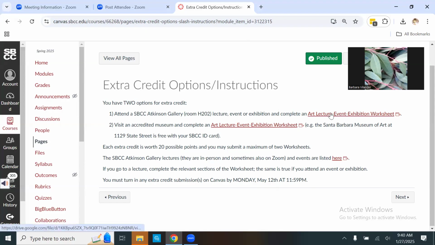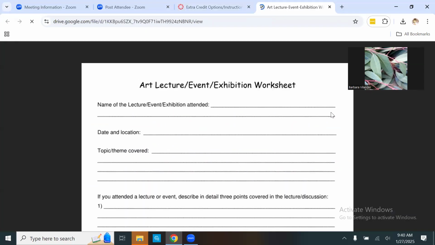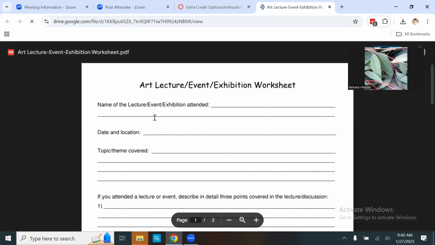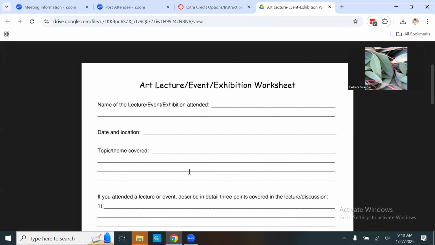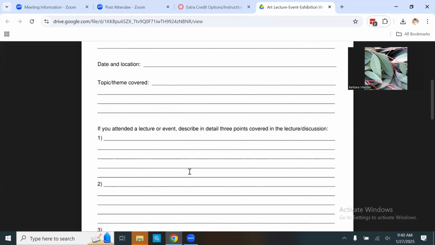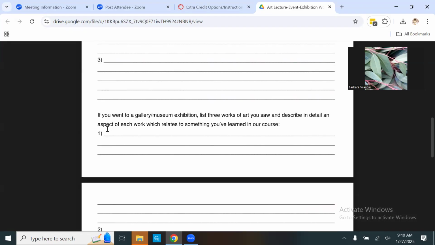And let me just show you what this looks like. So this is the worksheet. The name of the lecture, event, exhibition, the date and location, the topic and theme covered. So that may be the title of the exhibition, or if it's a lecture, the topic, okay? So if you attend a lecture or event, answer these 3. If you go to a gallery or museum exhibition, list 3 works of art you saw and describe in detail an aspect of each work which relates to something you've learned in our course.